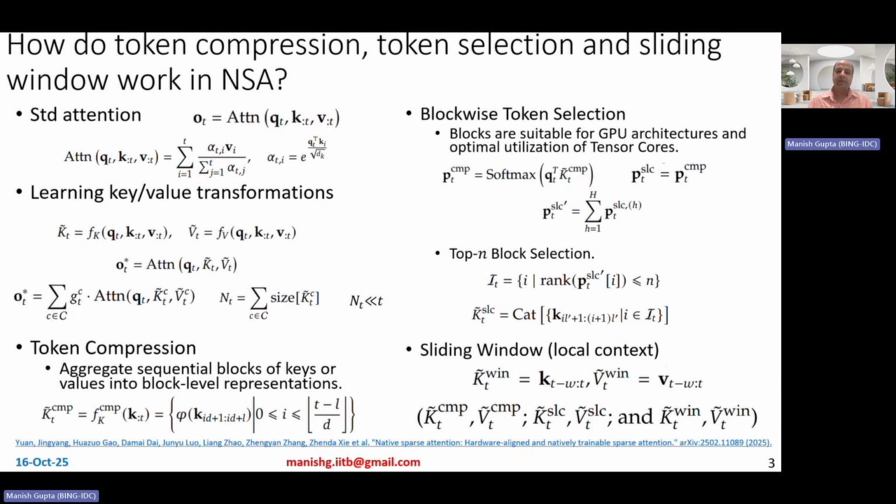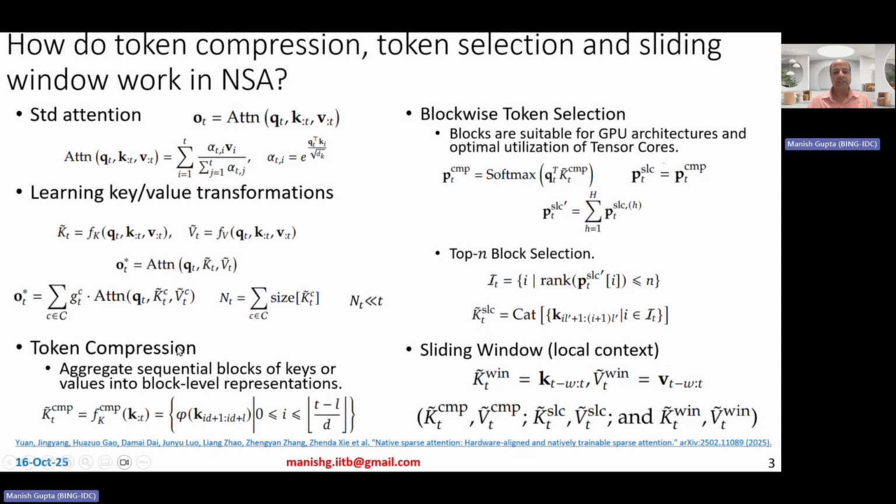By the way, they call it native because they work with blocks in the entire sparsity enforcing of this attention. And when you work with blocks, the block structure is nicely suitable for GPU architectures and optimized utilization of tensor cores, and therefore they call it native sparse attention. Okay. So let's talk about these three methods in detail now.